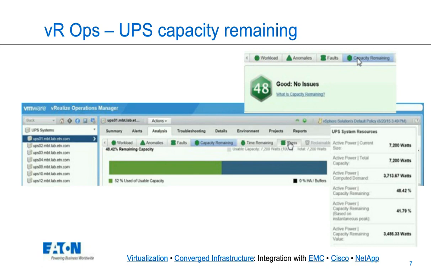You get the total power, in this case it's 7,200 watts. It tells you what the current demand is, which is 3,700 watts, and at the bottom, it tells you how much capacity is remaining. And vROps will do the math, and it'll tell you that you have 48% left of battery capacity.